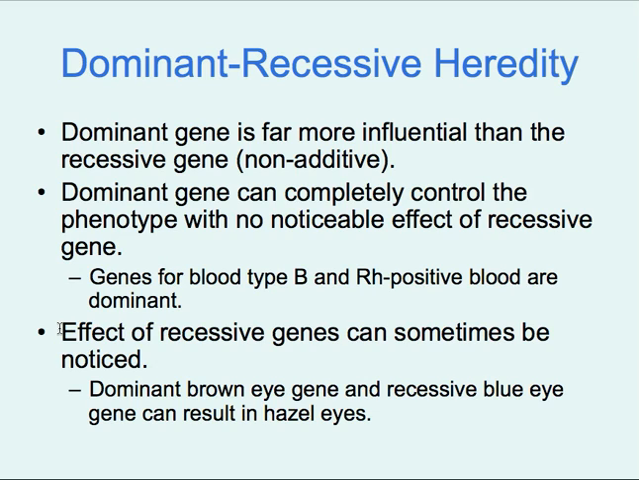So the effect of recessive genes can sometimes be noticed. Dominant brown eye gene and recessive blue eye genes can sometimes result in hazel eyes. So if you know somebody who has hazel eyes, chances are that one of the parents had blue eyes, the other parent had non-blue eyes or brown eyes, and that's what resulted in hazel eyes.